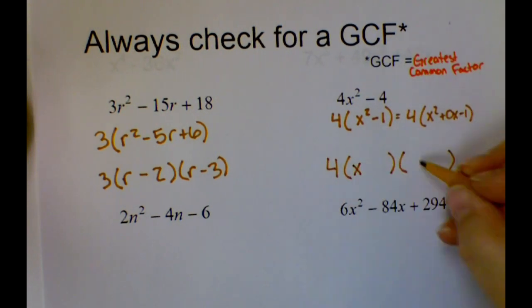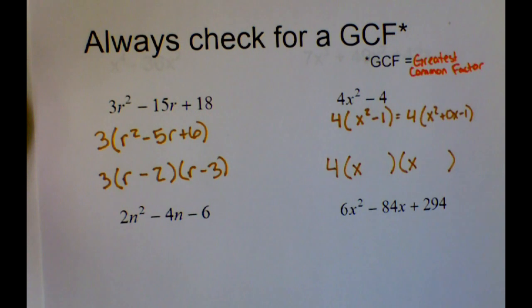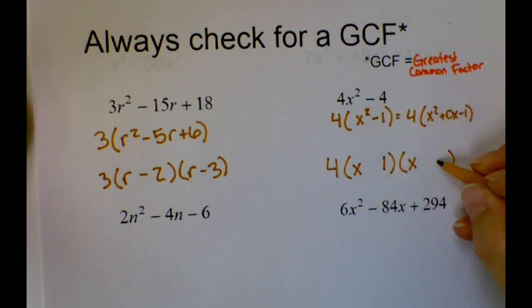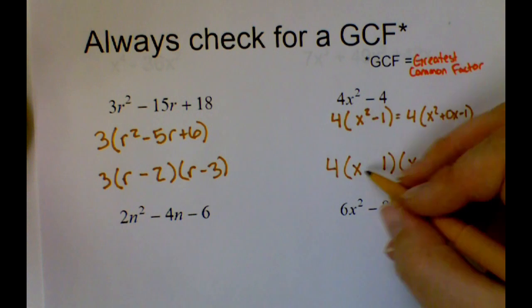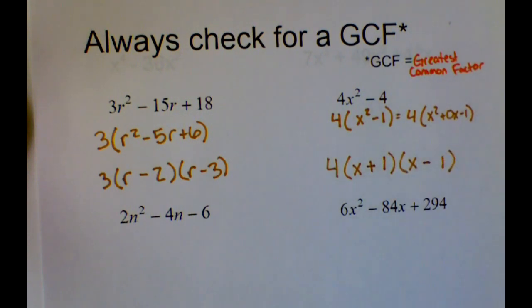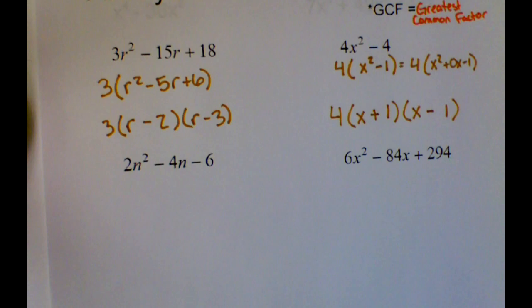The only way to break apart x squared is x and x. Well, the only way to multiply to 1 is 1 and 1. And to get them to add to 0, we need positive 1 and negative 1.